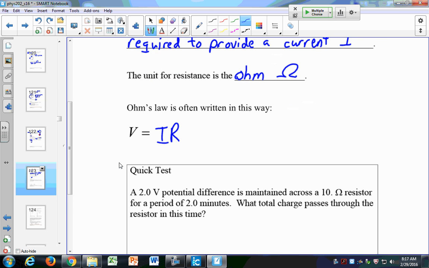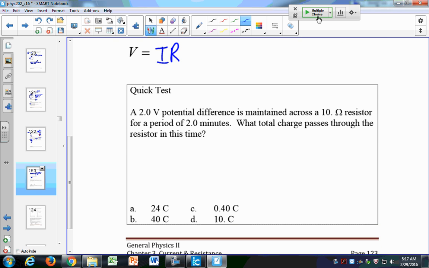Let's try this quick test just based on Ohm's law and the definition of current. Don't forget your time is in minutes here, but minutes is not the SI unit for time. So be careful of that.